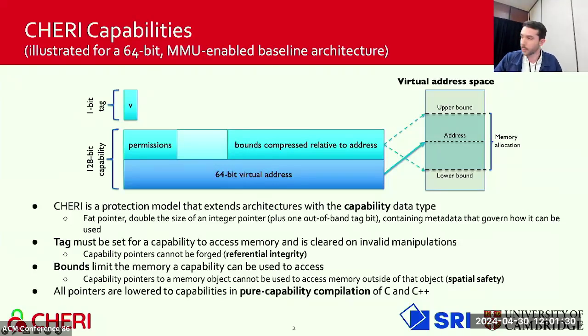Another important piece of capability metadata is the bounds, which limit the memory that a capability can actually be used to access. Bounds help to facilitate the property that capability pointers to a memory object cannot be used to access memory outside of that object. This is spatial safety. One other important CHERI-related concept for this work is pure capability compilation, a compilation mode in which all language-level and sub-language-level pointers are lowered to these CHERI capabilities. For the rest of this talk, we can assume everything I say is in the pure capability world.